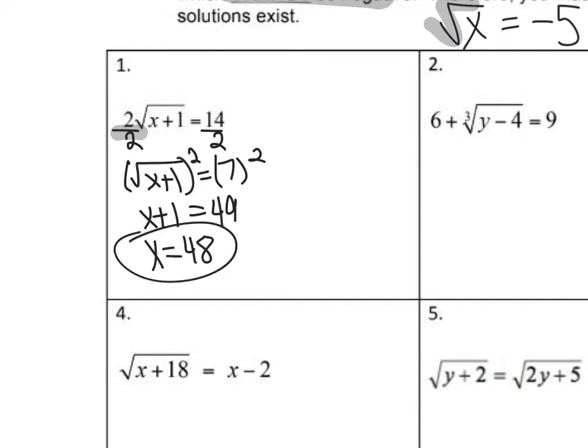Okay. When we go to check that, we just want to do a quick check. 2 times the square root of 48 plus 1 equals 14. 48 plus 1 is 49. 2 times 7 is 14. So we're good. Okay.